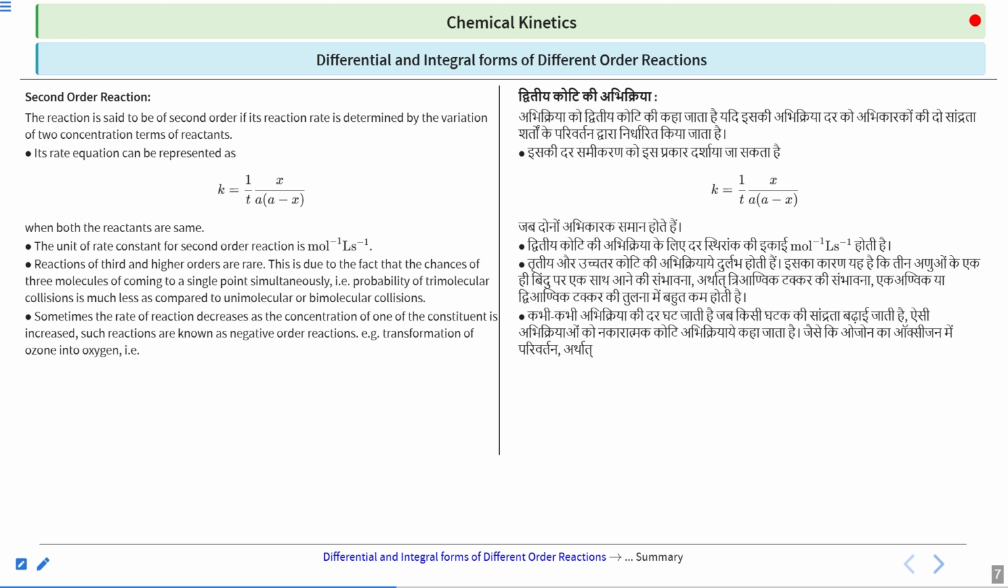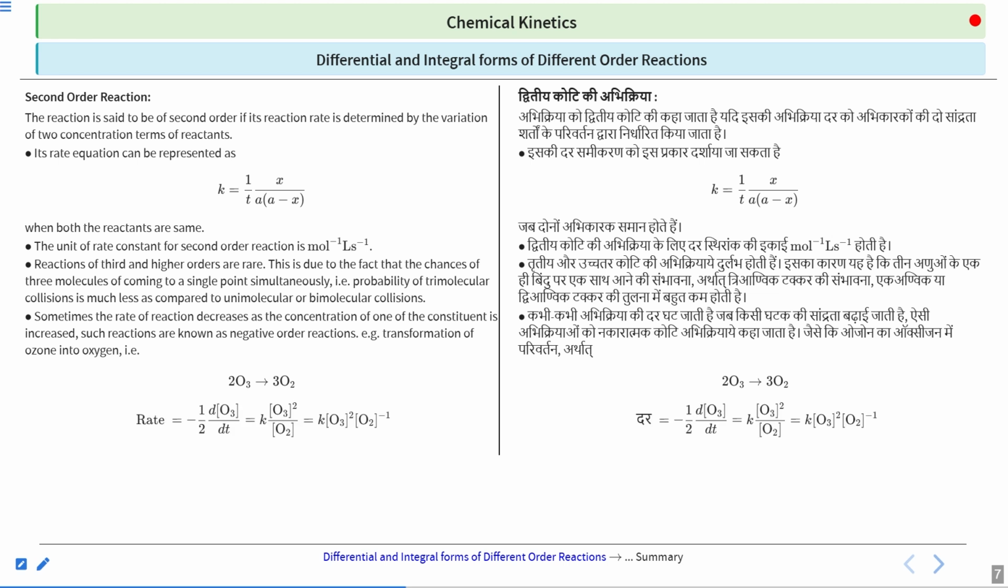Now, sometimes the rate of reaction decreases as the concentration of one of the constituents is increased. So it is also seen that the concentration of a reactant can have a negative impact on the rate of reaction. If we increase the concentration of that reactant, the rate decreases, and such reactions have a negative order. An example is the transformation of ozone into oxygen. Say we have this reaction, 2O3 going to 3O2.